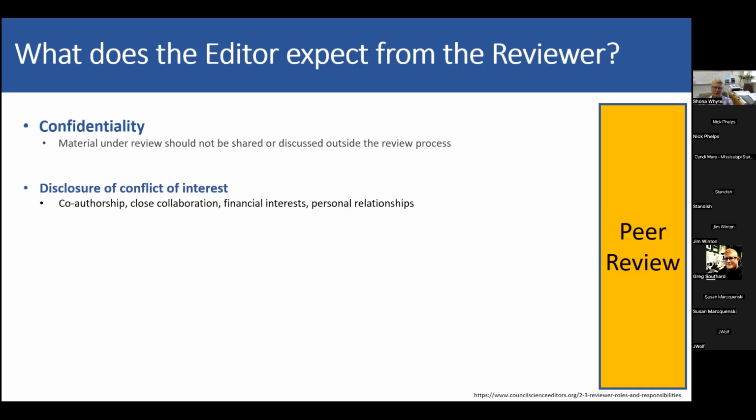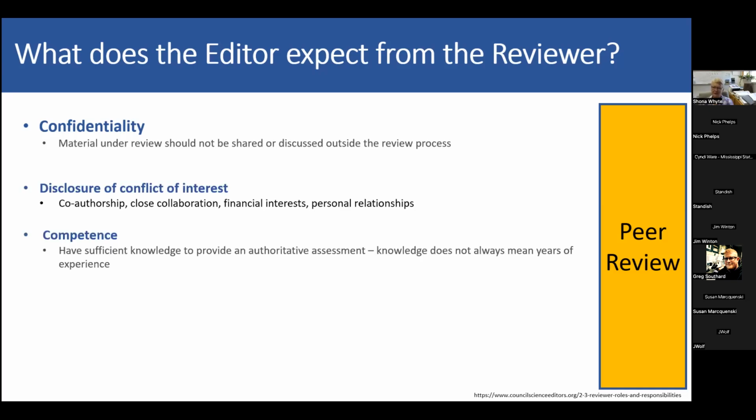Disclosure of conflict of interest. Competence: are you competent? Just because you have years of involvement in a particular area doesn't necessarily mean that you are knowledgeable in certain areas. It's also a good idea to encourage younger individuals at the start of their career to get involved in the process of reviewing.